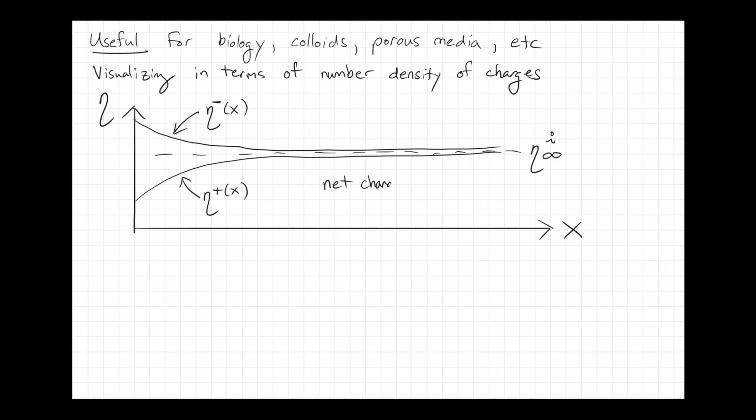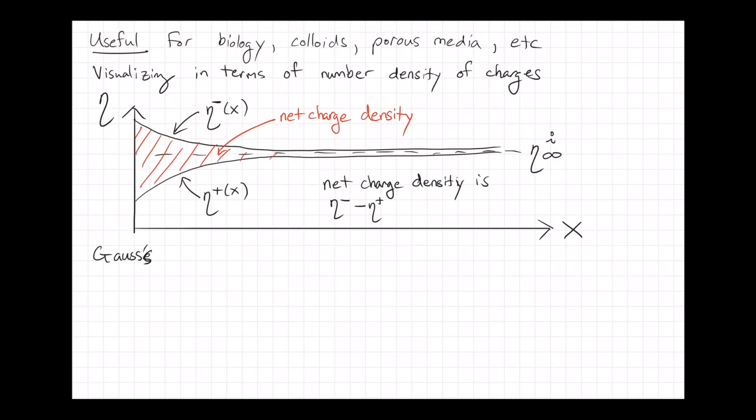But near the surface, where there's a charge buildup, one of the charges will build up preferentially to counteract the surface charge. And so, for example, if you have a positive surface charge, then negative ions will build up near that positive surface charge, and you'll have a region where there's some net charge density. So, for example, if it's negative ion buildup, then the number density of the negative ions minus the number density of the positive ions would give you a net charge density.